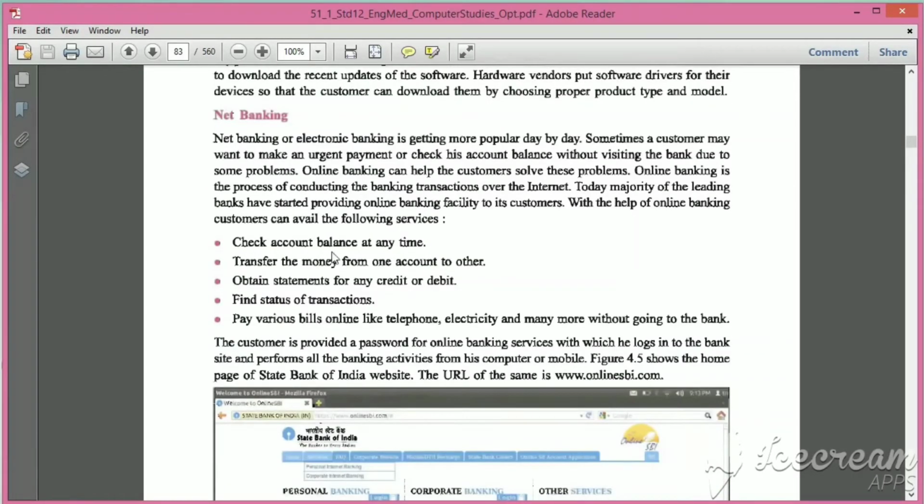The first one is to check account balance at any time through your mobile device, tablet, laptop or computer. Transfer the money from one account to another account. You can easily transfer the money from your bank account to another bank account. Obtain statements for any credit or debit. Find the status of a transaction and pay various bills like telephone, electricity and many more without going to the bank.